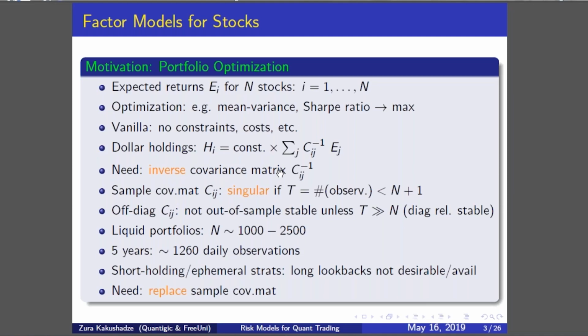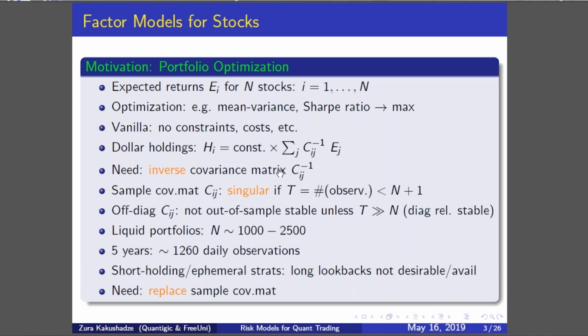So to understand why that issue arises, let's look at a typical liquid portfolio of US stocks, for example. Then you're talking about, depending upon what kind of strategy you're trading, somewhere between say 1,000 to 2,500 or even higher than that number of stocks. And even if you took a 5-year lookback in terms of daily observations, you would have a relatively small number of observations in your time series, and therefore under those circumstances, basically your sample covariance matrix would a lot of times be singular, and even if it were non-singular, it would be highly unstable out of sample as far as the correlations are concerned, or the off-diagonal elements of it.